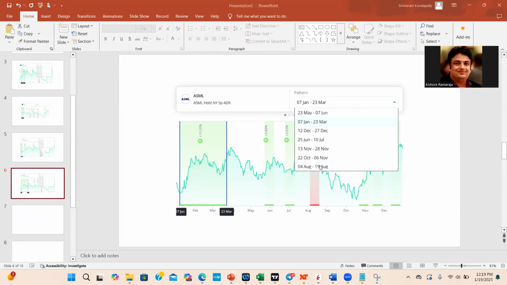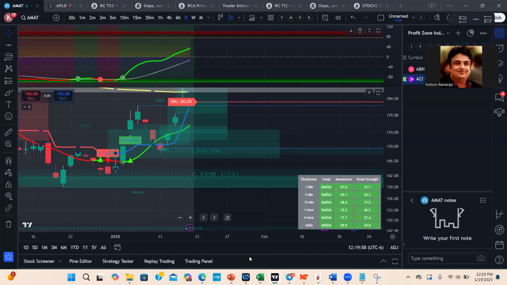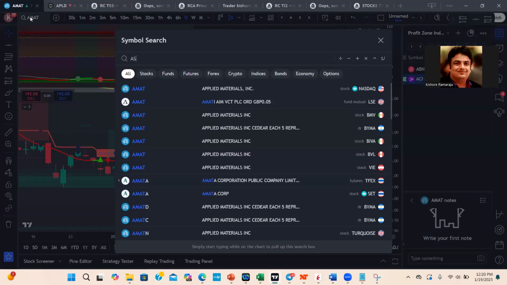Right, yeah, everyone got it. I just want to make sure everyone is understanding it, so that's why I'm asking questions. So yeah, 7th Jan to 23rd March is where, in every one of the last 35 years, it consistently moved up during this time, making around 10% growth.